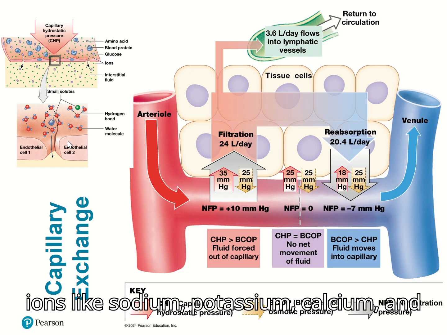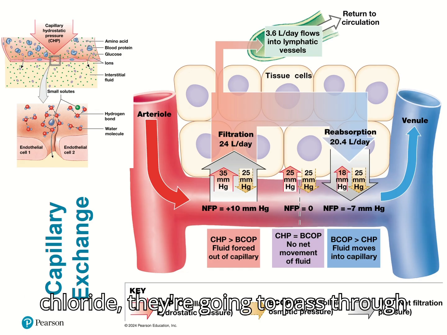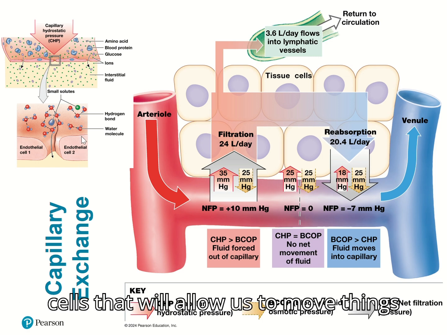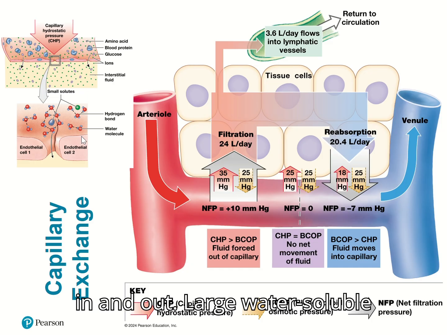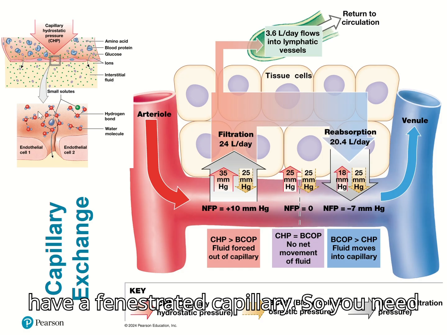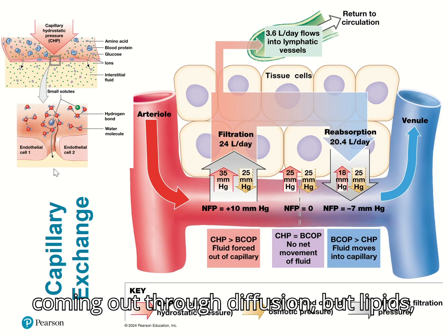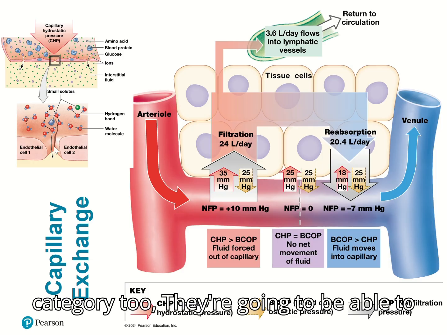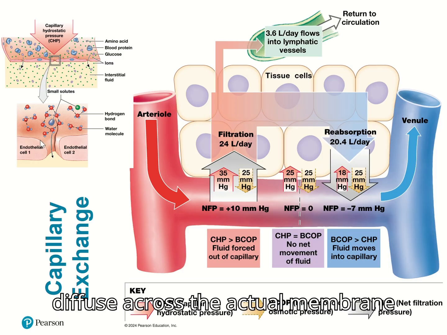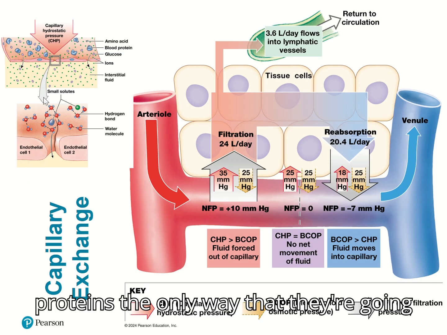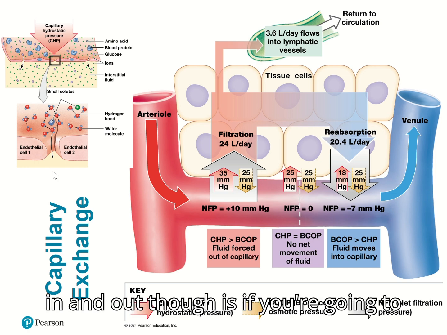When you're talking about ions like sodium, potassium, calcium, and chloride, they're going to pass through specific membrane channels within the cells that allow us to move things in and out. Large water-soluble compounds, though, only diffuse if you have a fenestrated capillary. So you need a fenestrated capillary to have those coming out through diffusion. But lipids, steroids, fatty acids, oxygen and carbon dioxide fall into that category too. They're going to be able to diffuse across the actual membrane itself to go in and out. Plasma proteins, the only way that they're going in and out, though, is if you're at a sinusoid.